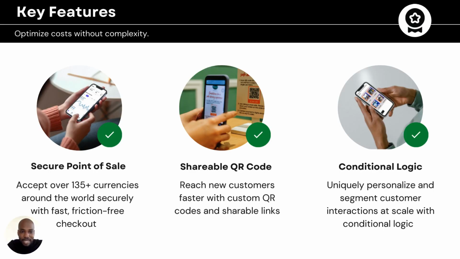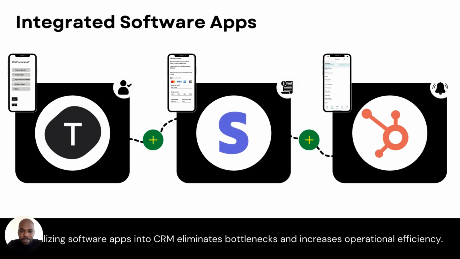A few key features, again, is a secure point of sale, can accept 135 different currencies around the world with fast, frictionless checkout. A shareable QR code and shareable links enable your customers to reach your sales system or your storefront or your point of sale digitally, fast, from anywhere in the world, remotely, on the go. And conditional logic, which was one of my favorite features, uniquely personalizes and segments each customer interaction at scale. So the integrated software applications, again, are Typeform and Stripe.